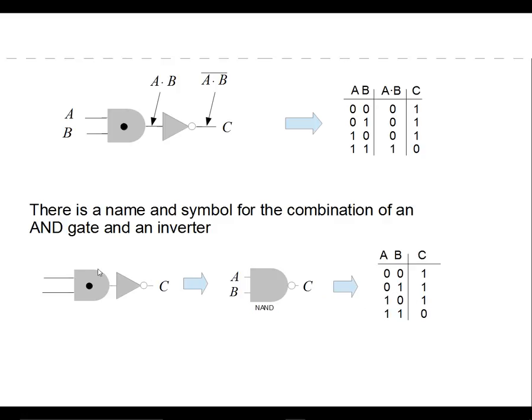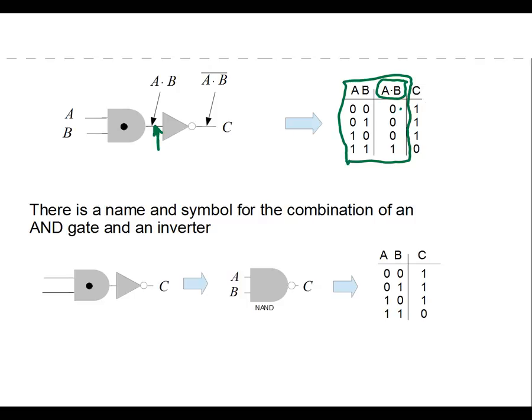Okay, let's take a look at something like this. We have a circuit that has two inputs, A and B, and one output, and it's an AND gate in cascade with an inverter. So what happens here? Well, this signal right here is just A and B. So we would write this signal up here, and this part is just the truth table for an AND gate. And what does the inverter do? The inverter just flips everything over.